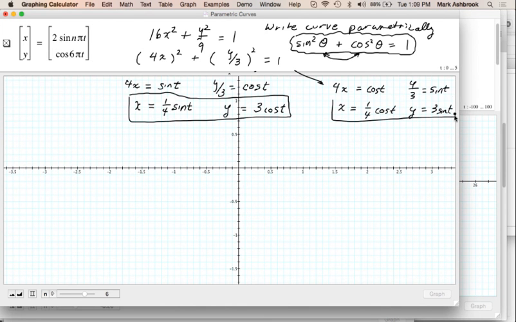Version 2. Same functions or different functions? So this is a parametric function, this is a parametric function. Same function or different functions? Different functions, but same points. You're going to get the same points that you get from this. What is this thing?